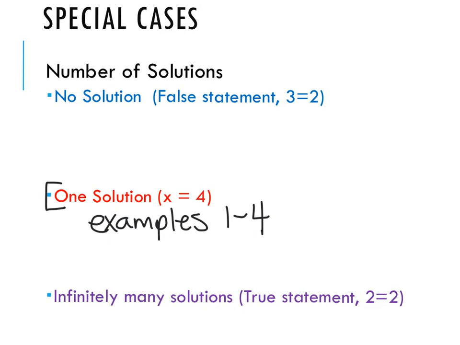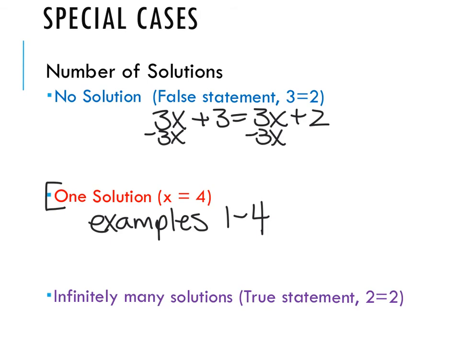So let me give you a very small problem here. If I had 3x plus 3 equals 3x plus 2. I have x's on both sides, so I would subtract my 3x, and my x's disappear. That's what makes it a special case: the x's go away, and I get an answer that makes no sense. I get 3 equals 2. Obviously, 3 does not equal 2, so that is a false statement.